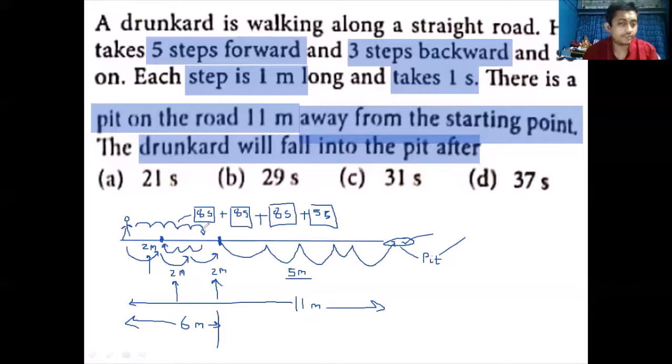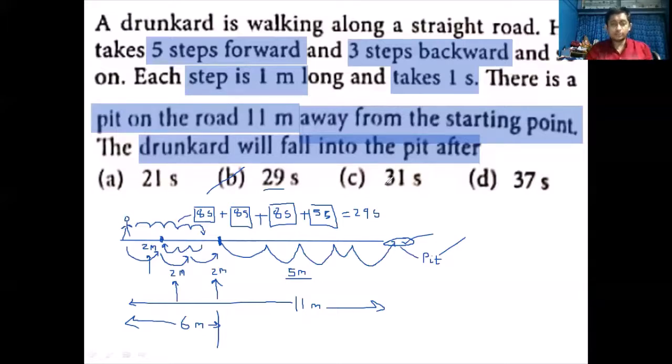So overall, dear students, if we add all these times, then it is 8 plus 8 plus 8, that is 24, plus 5, that is 29 seconds. So we'll say that the drunkard will fall on the pit after 29 seconds.